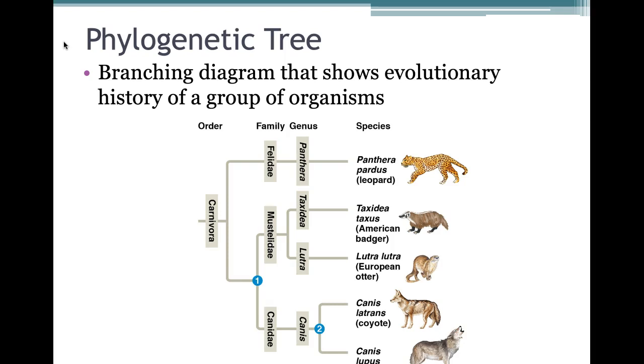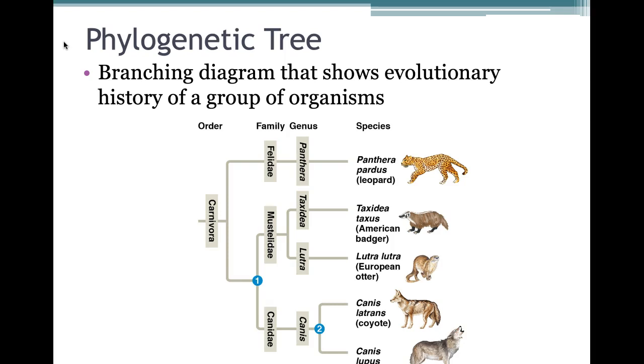So what scientists will use is a phylogenetic tree, and it's a type of branching diagram that shows evolutionary history of a group of organisms. So again, looking at the phylogenetic tree at the bottom, you can see that it's starting towards the left, very general, or relatively general at order, and then moving towards the right, the branches are going to be more specific.